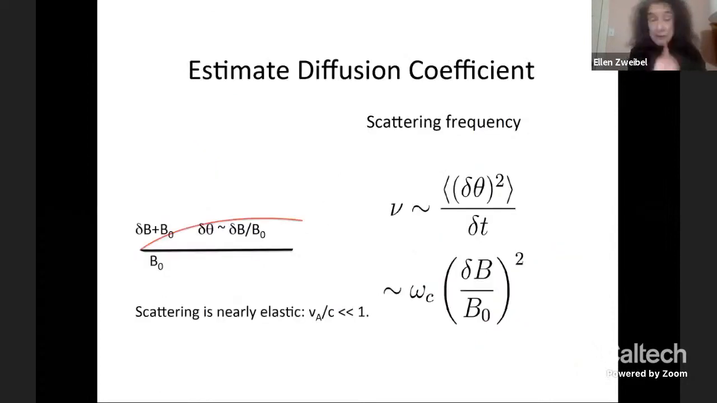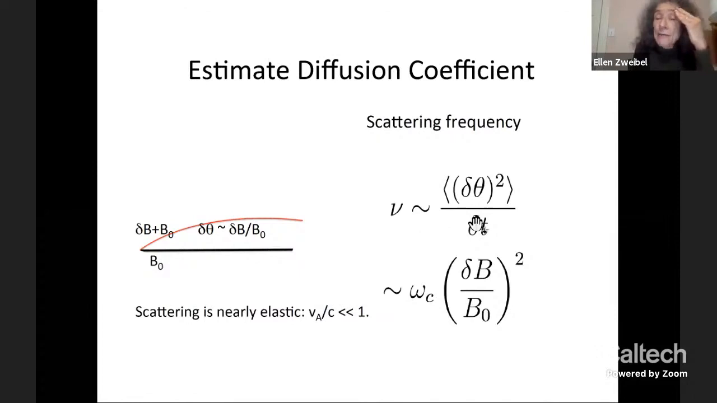And we can estimate the diffusion coefficient if we say that we have some fluctuation with amplitude δB. And so the mean field plus the fluctuating field makes an angle, δθ, of order δB over B. And for gyro resonant scattering, the frequency of scattering is the mean squared δθ divided by δt. And the scattering is nearly elastic because these waves turn out to be very slow.